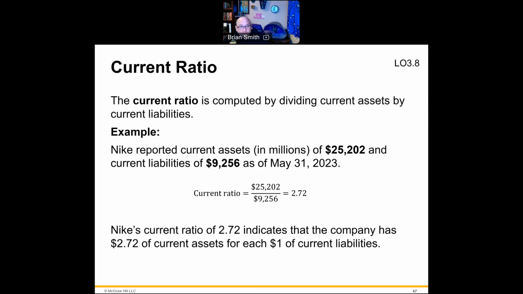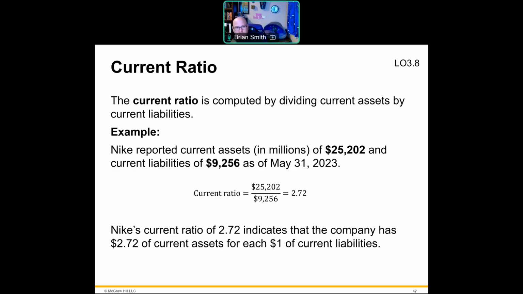Current ratio, we calculate that by taking current assets and dividing by current liabilities. So if we're looking at Nike, we took the current assets and divided by current liabilities. Now, you can calculate these numbers, and that's great. Anybody can. I get Excel to do it for me all the time. You need to be able to interpret this, and by being able to interpret it, you're going to understand what these ratios tell you.